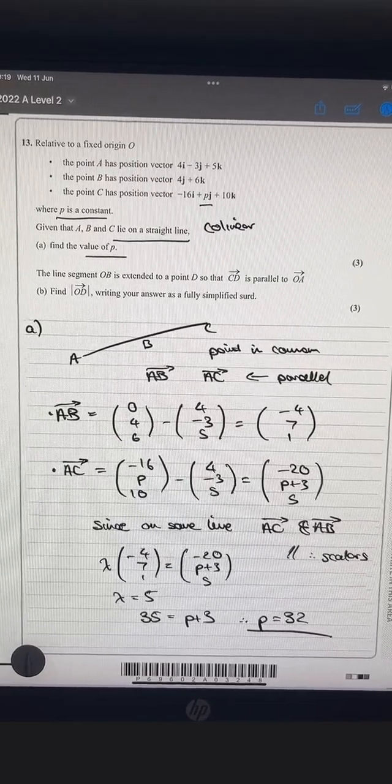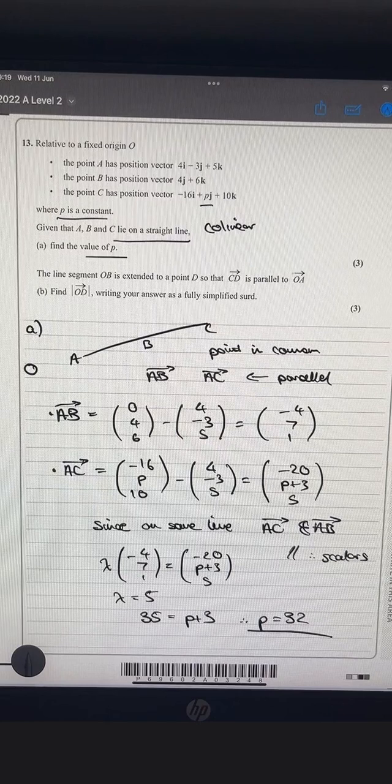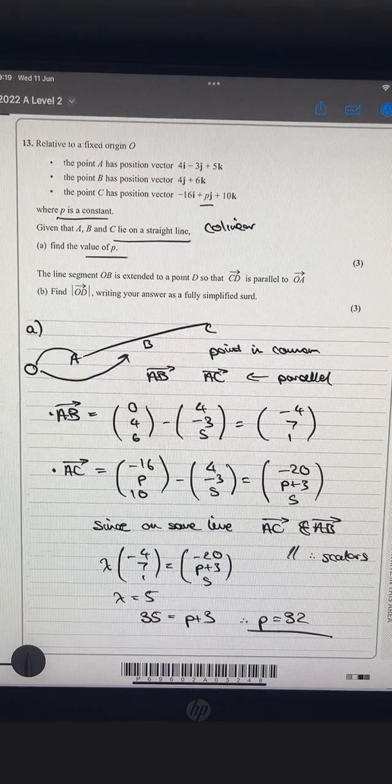I cannot do A plus B, no, because if I'm trying to find the vector from A to B, I'm gonna show you why it's this thing, okay? So if I've got O, imagine that's there, and I'm gonna go from A to B. Well, how can I go from A to B? Well, I can go from A to O, and then O to B. So that's OA plus OB.